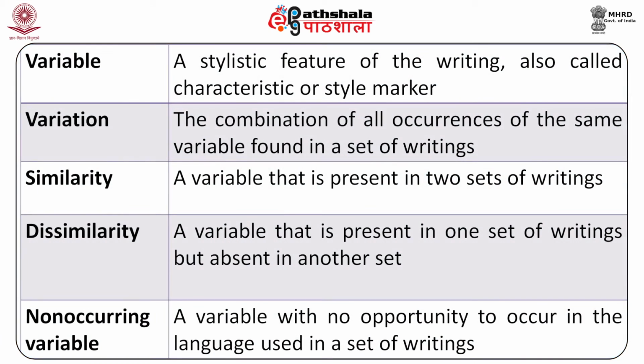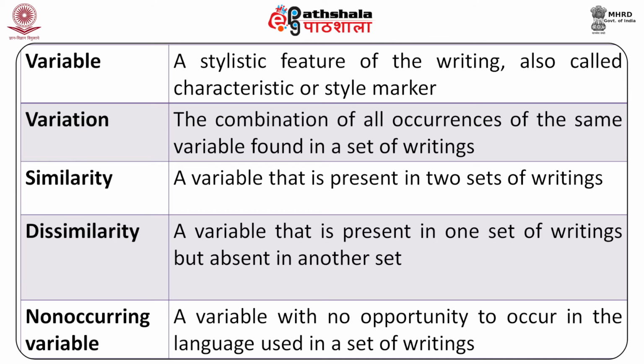The definitions provided in the table are directly related to the process of observing and describing stylistic variations, individualization, and the writings used for such analysis. First, variable: a stylistic feature of the writing, also called characteristic or style marker. Variation: the combination of all occurrences of the same variable found in a set of writings.